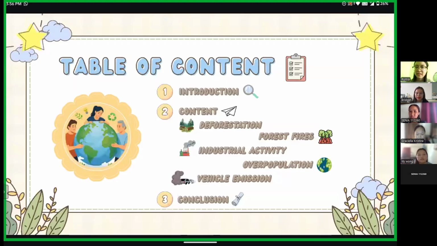In this presentation, we talk about global warming. This is our table of contents. It contains the introduction, and our content is deforestation, forest fire, industrial activities, overpopulation, and the last point is vehicle emission, and conclusion.